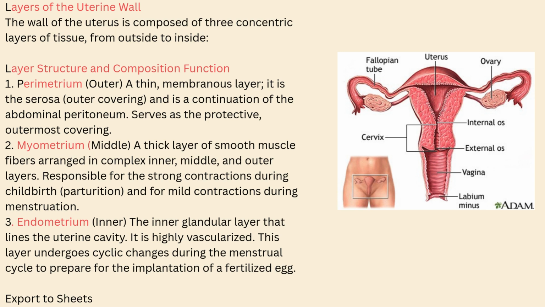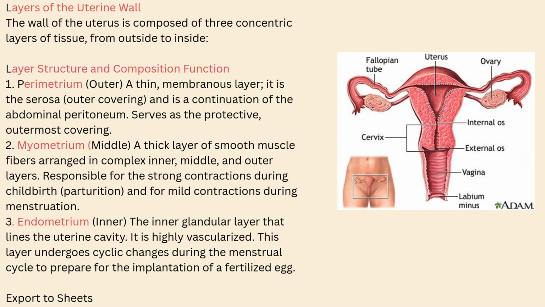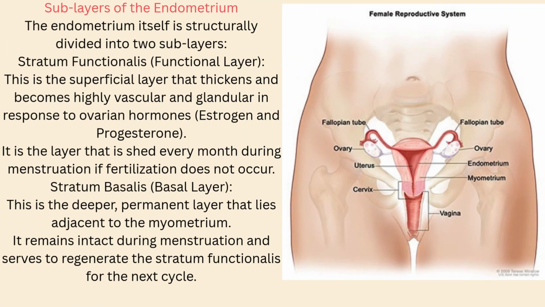The third one is cervix. It is a narrow neck about 2.5 centimeter in length. It extends into the vagina. Its passage has two openings, an internal os towards the body and the external os towards the vagina.